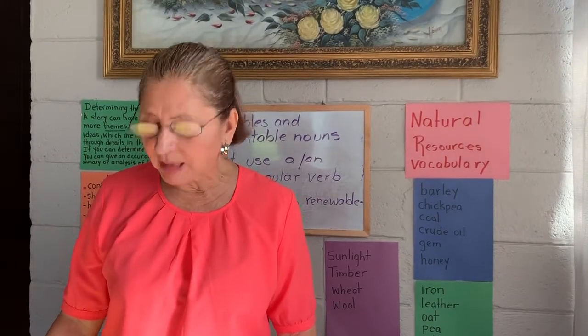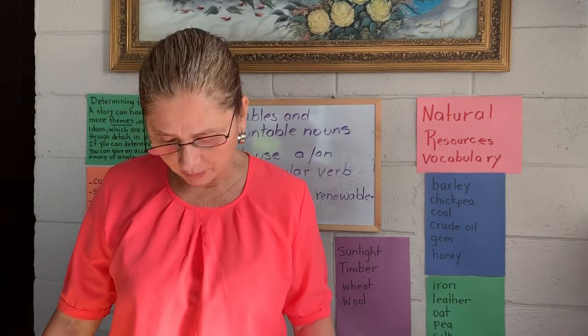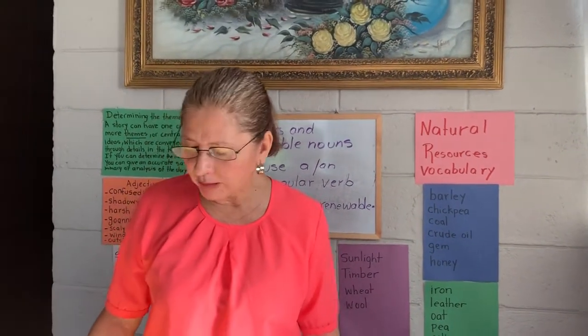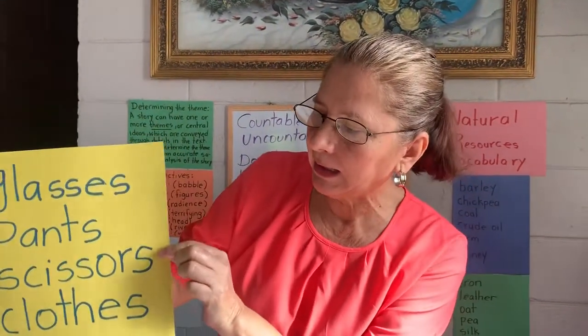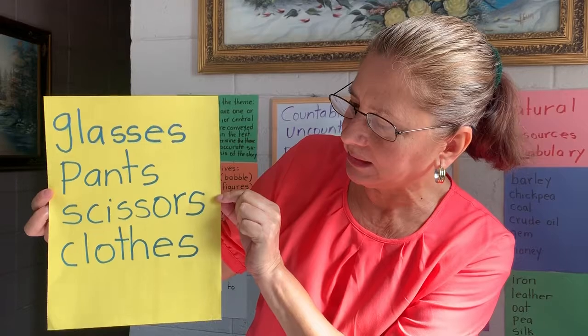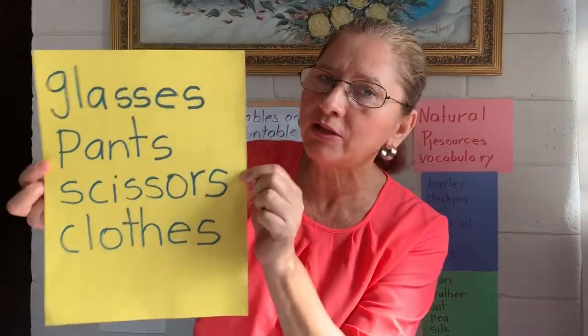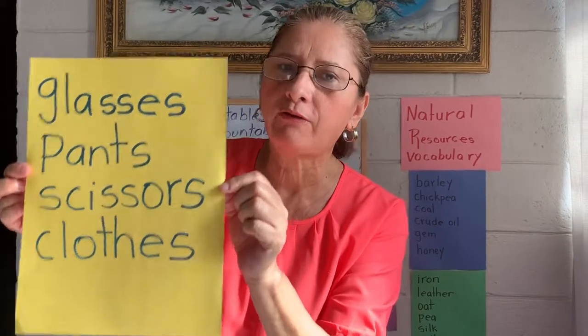Countable nouns have singular and plural forms. But some countable nouns have only a plural form. Example: glasses, pants, scissors, and clothes. These countable nouns only have a plural form.